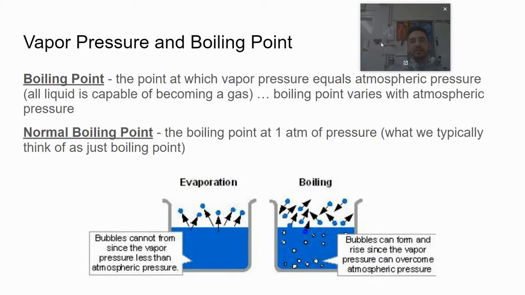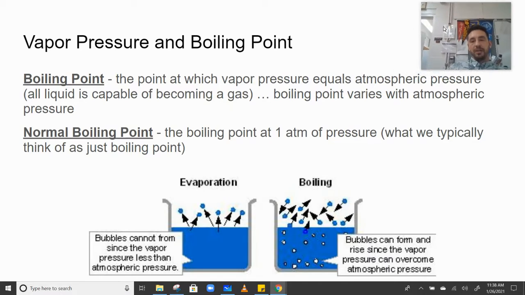Okay, so let's talk about this thing called vapor pressure and boiling point. Boiling point is the point at which vapor pressure equals atmospheric pressure. We'll talk about what vapor pressure is in the next slide, but just know that boiling point is when vapor pressure equals atmospheric pressure. Now, it varies with atmospheric pressure. If the pressure outside changes, the boiling point changes. If you increase the pressure, you increase the boiling point. If you decrease pressure, you decrease the boiling point.